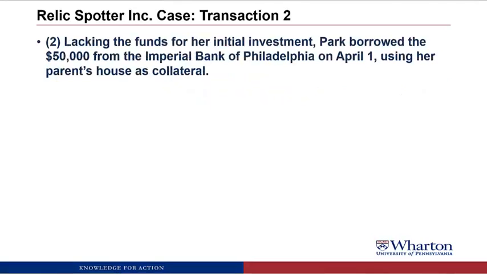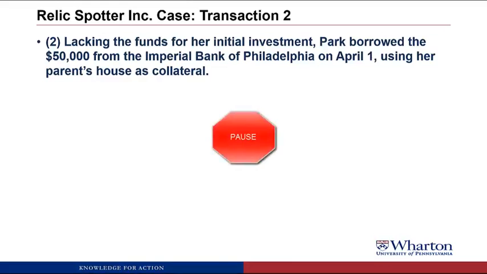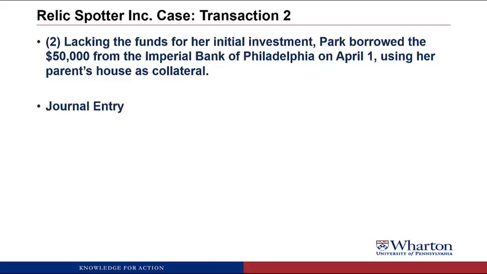Lacking the funds for her initial investment, Park borrowed the $50,000 from the Imperial Bank of Philadelphia on April 1st, using her parents' house as collateral. Now, the journal entry for this one, we have to be a little bit careful because the only thing that's going to go in Relic Spotter's financial statements are transactions that are in the name of Relic Spotter. In this transaction, Rebecca Park is borrowing the money on her own account. She's borrowing the money, which she then invests in the company.